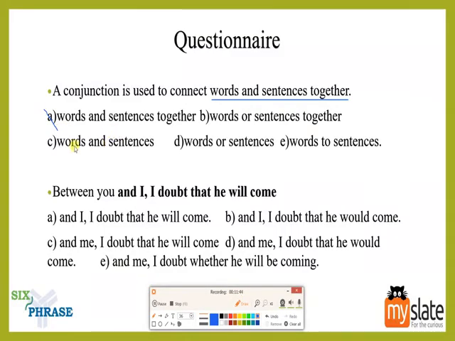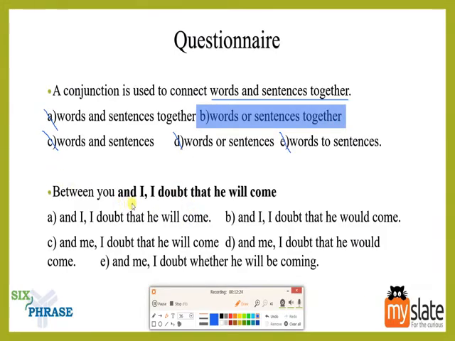And then words and sentences, this is also wrong. Words or sentences, right? Words to sentences. Words need not be necessarily connected to sentences. It could be connected to words too, directly to words also. So this is also wrong. Words or sentences together, or words or sentences. Two options we have. A conjunction is used to connect words or sentences together. So together is the important word here. So since we delete this, we can go with the answer as this, right? So we'll go to the next question.